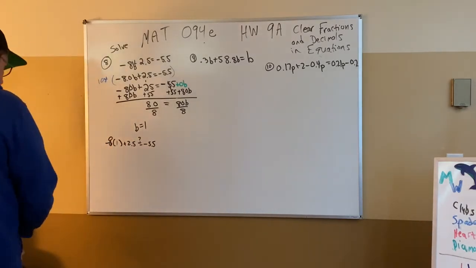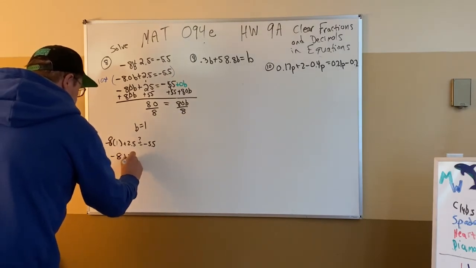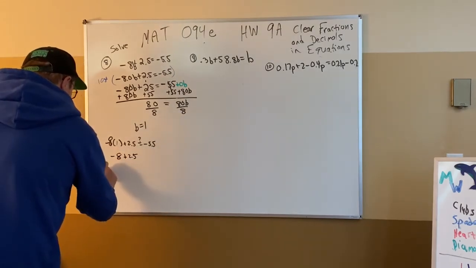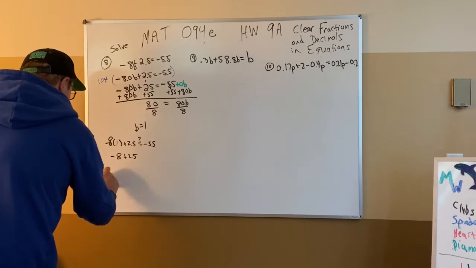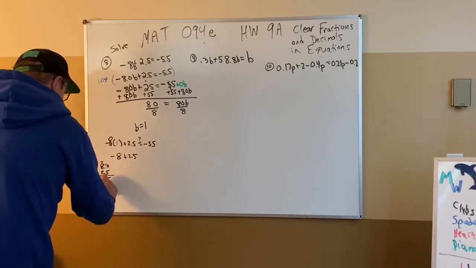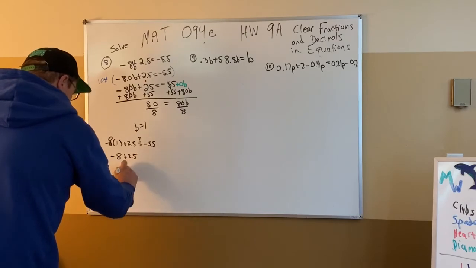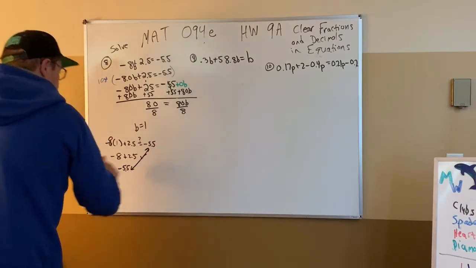8 times 1 is going to get me 8 with a negative, so I get negative 8 plus 2.5. So there we have 8 minus 2.5. That becomes 70, and this is 10 minus 5, 5. 7 minus 2 is 5.5. Yes, we do have that thing equaling 5.5 strong on the negative, and therefore a perfect hit.